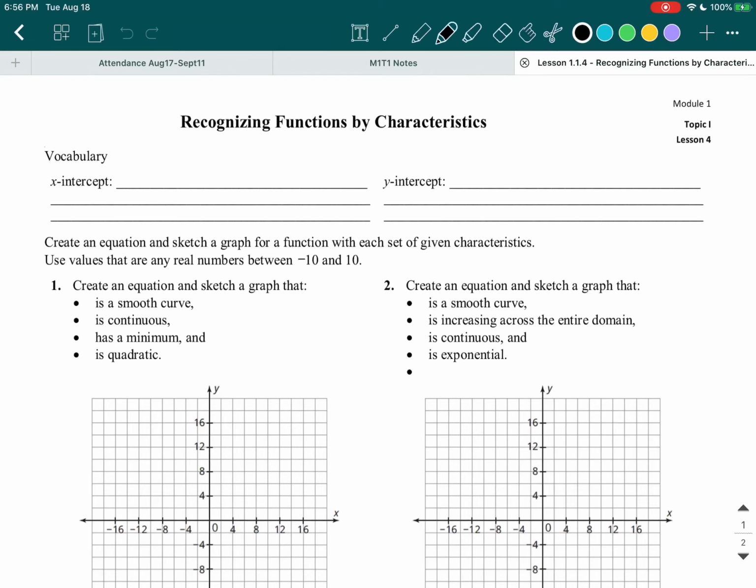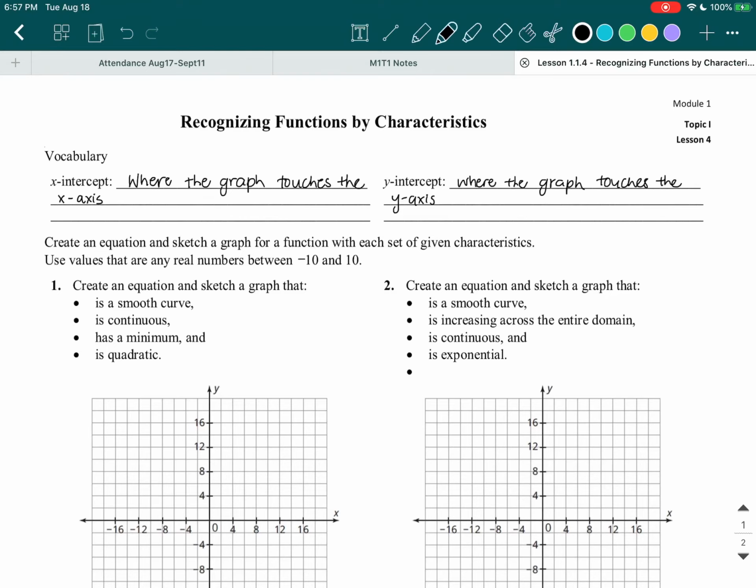So let's start off with x-intercept. This is where the graph touches the x-axis. And then for y-intercept, it's where the graph touches the y-axis. Right, so x-intercept for x-axis, y-intercept for y-axis.